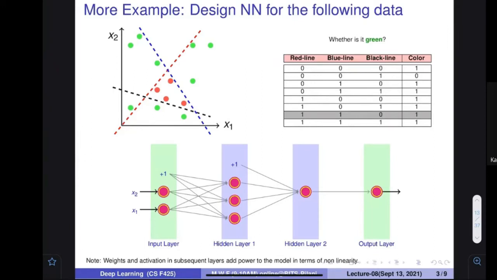No, hidden layer 1, what I told you, this particular layer is going to represent a line. There would be a line with respect to the red one, a line with respect to the blue one, and a line with respect to the black one. If the point is above the line, it is going to give you 1, otherwise it is going to give you 0. This part is clear to everybody?